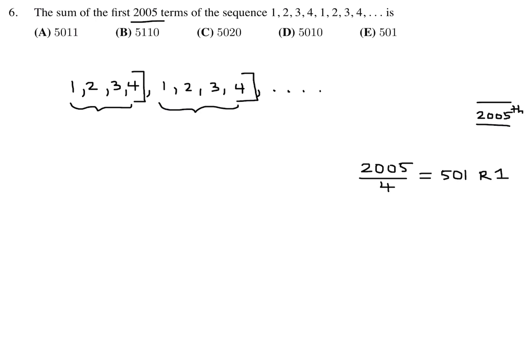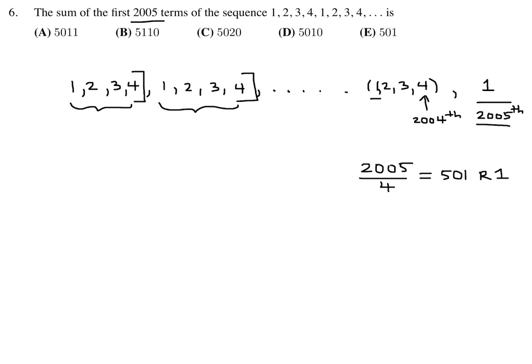So that basically means that as we go along, you'll get 1, 2, 3, 4, the very last group, and then at the very end, you'll have a 1, the digit 1, correct? That's the 2005th term. And this 4 right here is the 2004th term. Okay? And this 1 is essentially this guy, because it's the start of the next group of 4.